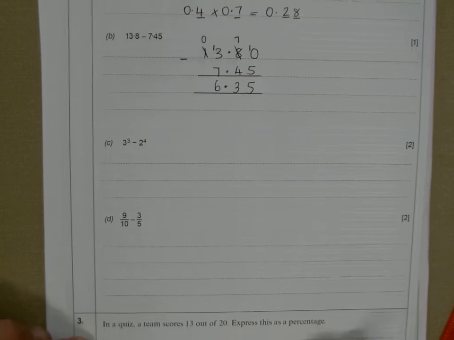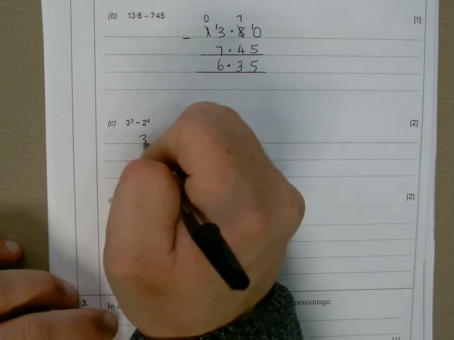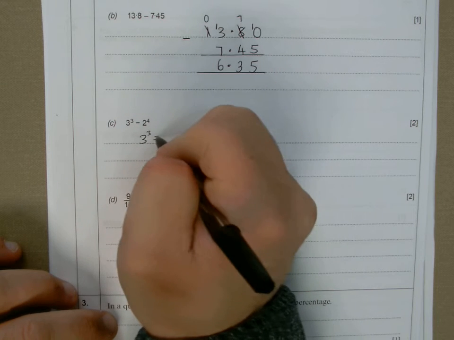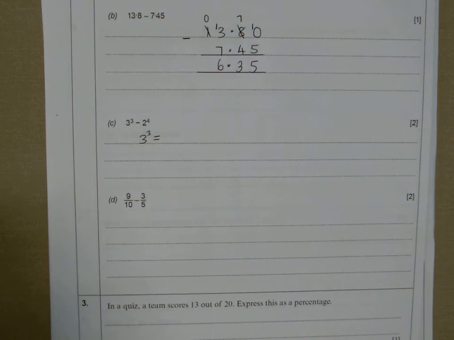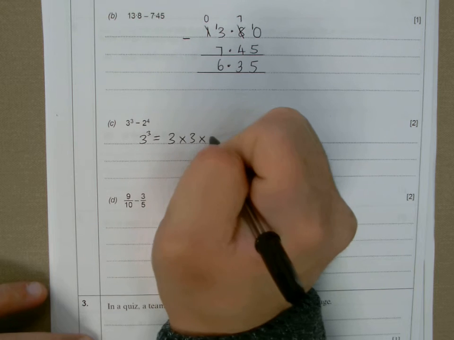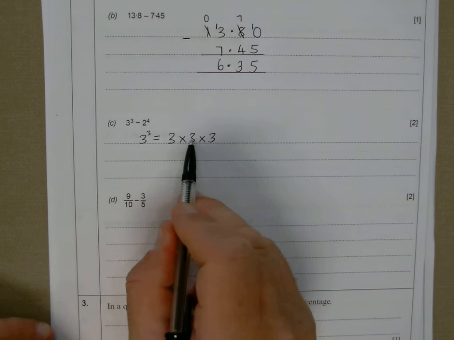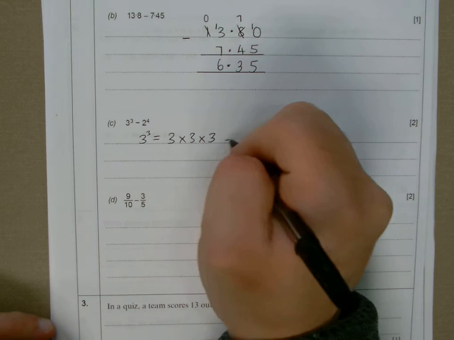Okay, part C, right? Now, just like in question 1, we need to work out each of the number terms here, and then we can take them away, as it says. So 3 cubed, remember when you've got a power, that just tells you how many we need to multiply by. So we've got here 3 times 3 times 3. Now 3 times 3 we know is 9, and then times that by 3 you get 27.